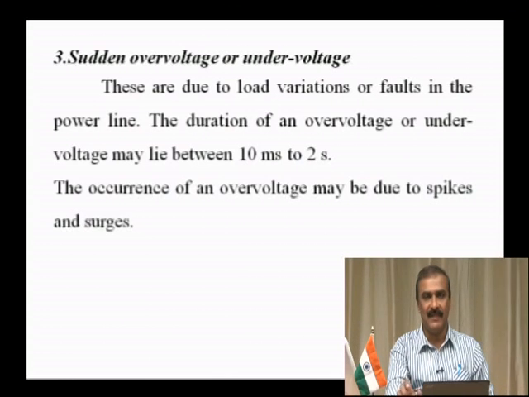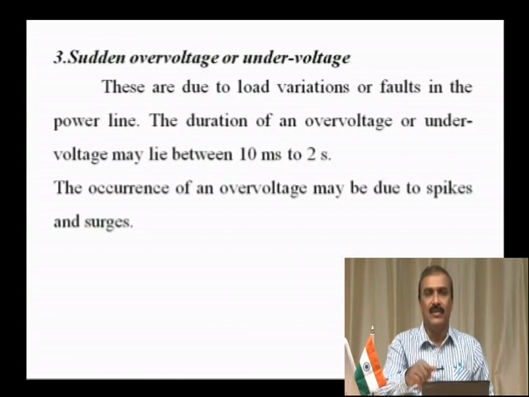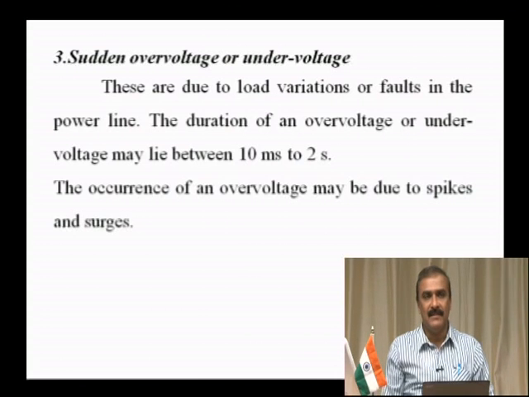There are several faults which may occur in a power system: single line to ground fault, line to line fault, three phase fault, double line to ground fault. So there are many faults which may occur, and those faults will cause this sort of sudden overvoltage and undervoltage. Load variation is sudden throwing off and throwing on of the load on the power system. The duration of overvoltage or undervoltage may lie between 10 milliseconds to 2 seconds. This is enough to cause damage.